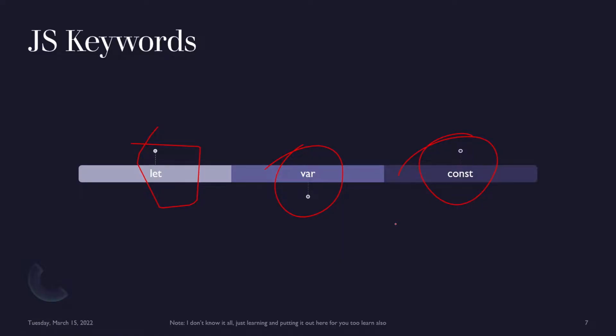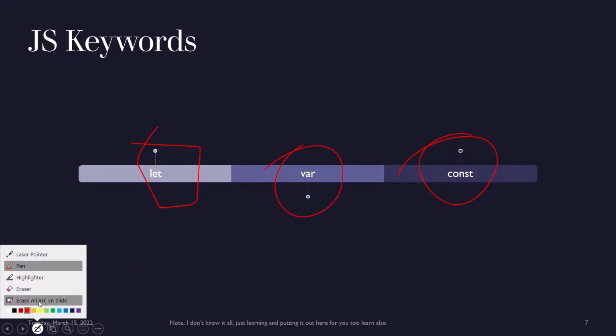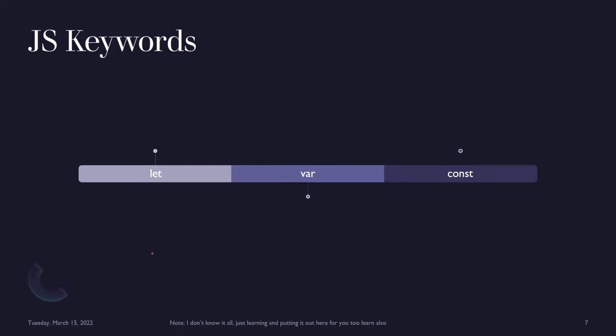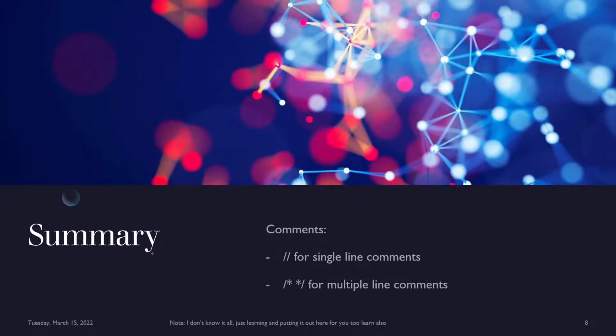So guys, that will be all for keywords. Remember, keywords are used to declare variables in Java. So you have the keyword, and then you have the name of the variable you want to declare. So I'll be moving on to the next, which is the final part, comments.